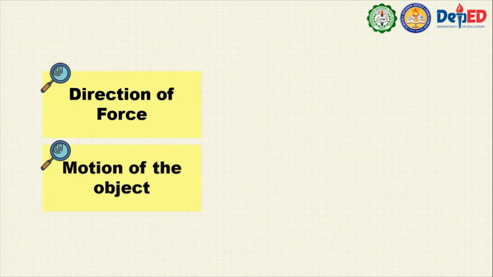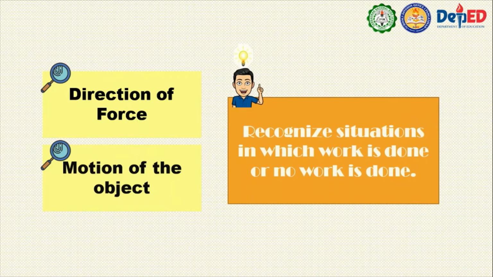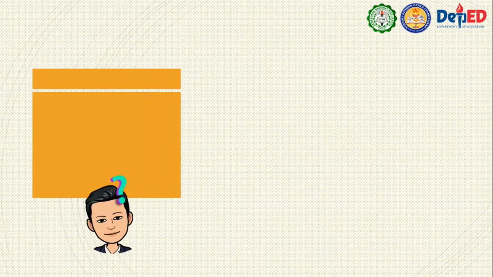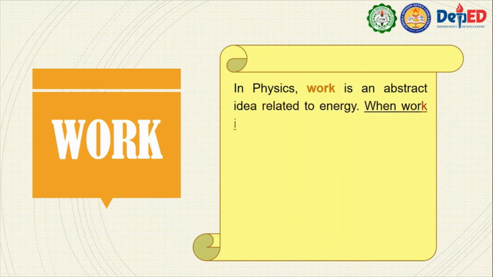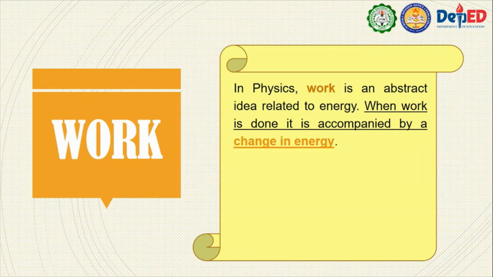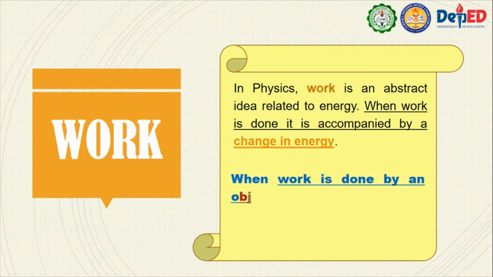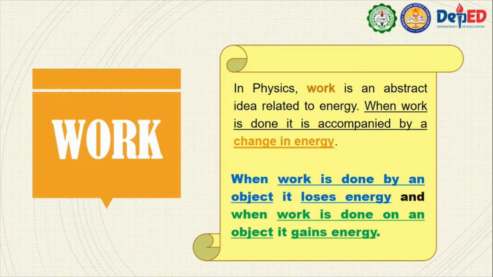The first law of motion has something to do with our lesson today because you will investigate the direction of the force and the motion of the object in order for you to recognize situations in which work is done or no work is done. But before that, let's define work. In physics, work is an abstract idea related to energy. When work is done, it is accompanied by a change in energy. When work is done by an object, it loses energy. And when work is done on an object, it gains energy.